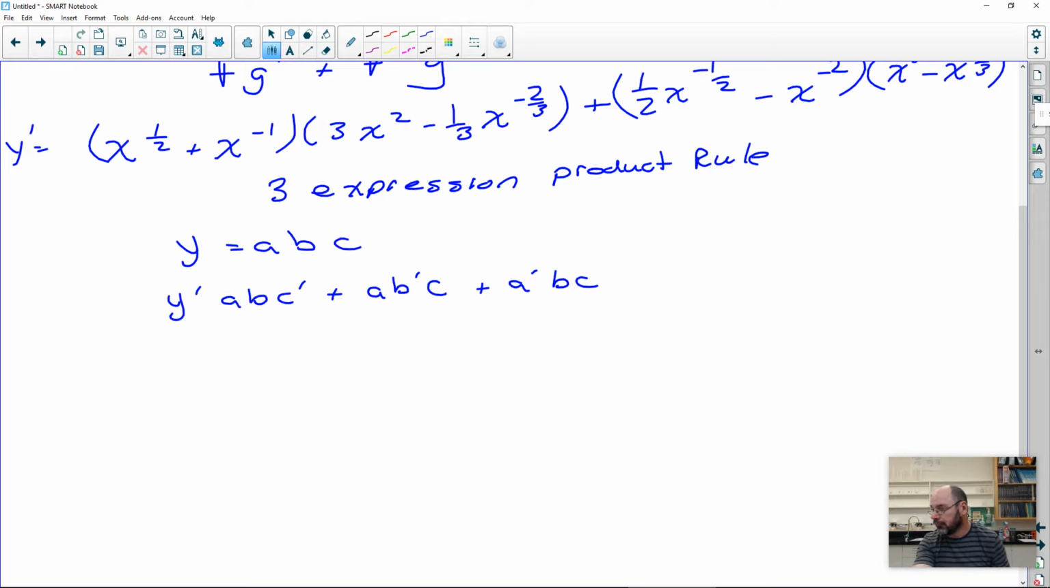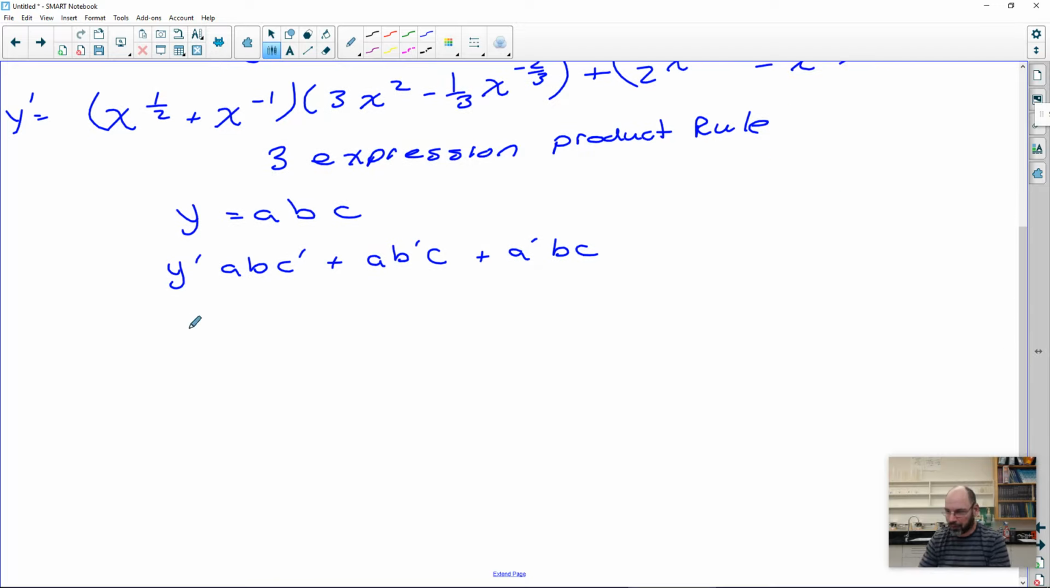Now let's do an example of that. I'll just make one up here. Let's make a simple one. Let's say y equals x squared times x cubed minus 8 times 3x plus 5.